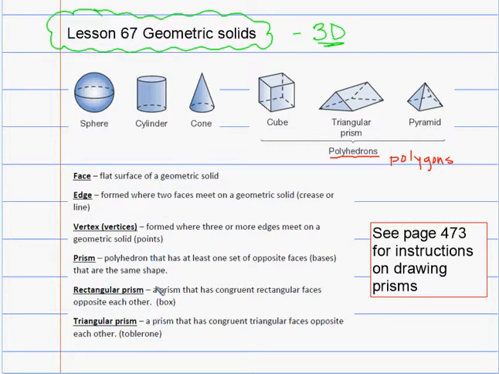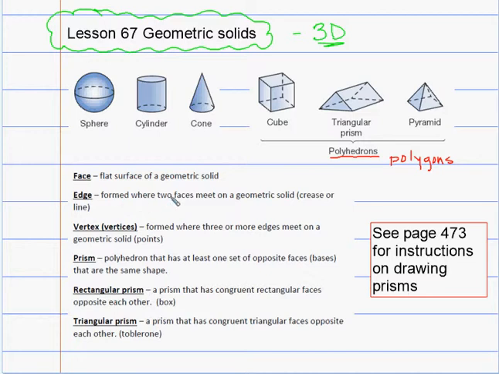Some vocabulary that you need to know. A face is the flat surface of a geometric solid. So on the cube we have squares that are faces. Triangular prism has a triangle, 3 rectangles, and another triangle. A pyramid has a square or a triangle as the base, and then triangles up the side.